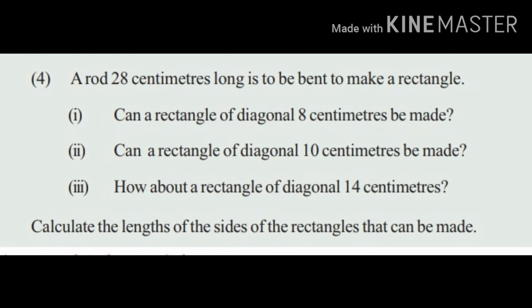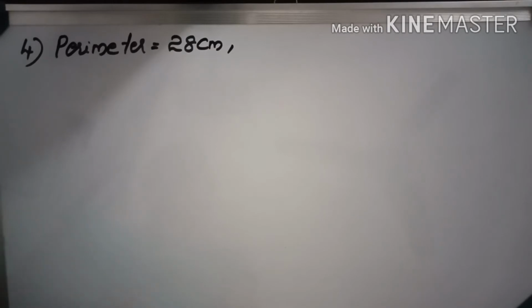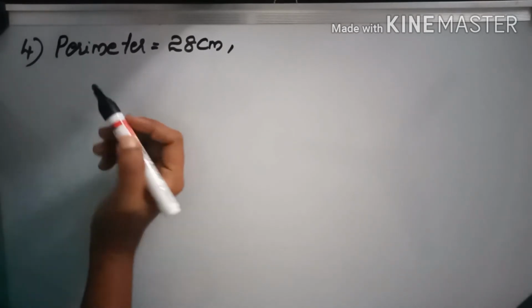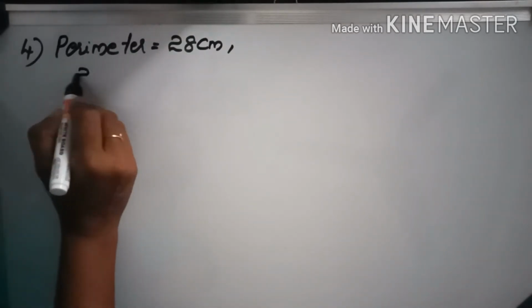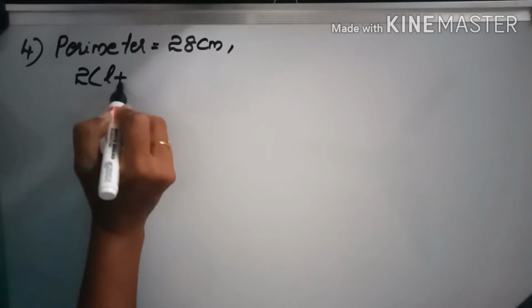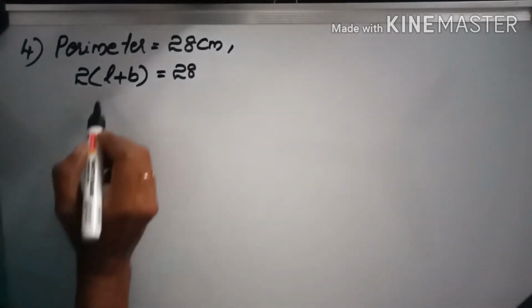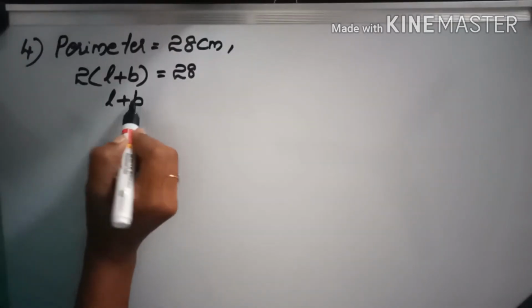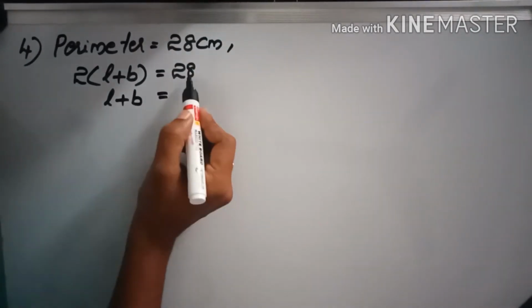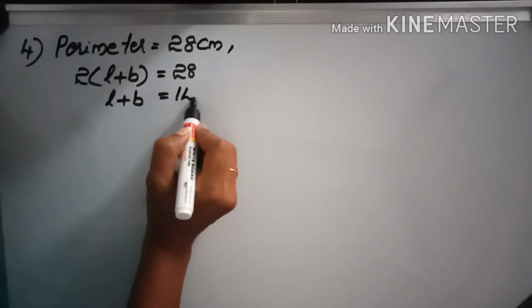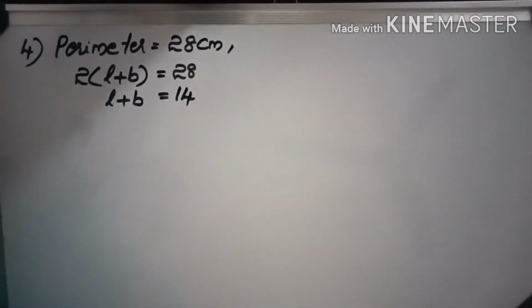Let's check that. In this question, the sides are not given, only the perimeter, 28 centimeter. So perimeter equal to 28, and the perimeter of a rectangle is 2 into L plus B. 2 into L plus B equal to 28. Now what will be L plus B? Semi perimeter will be half of 28, that is 14. Length plus breadth equal to 14.